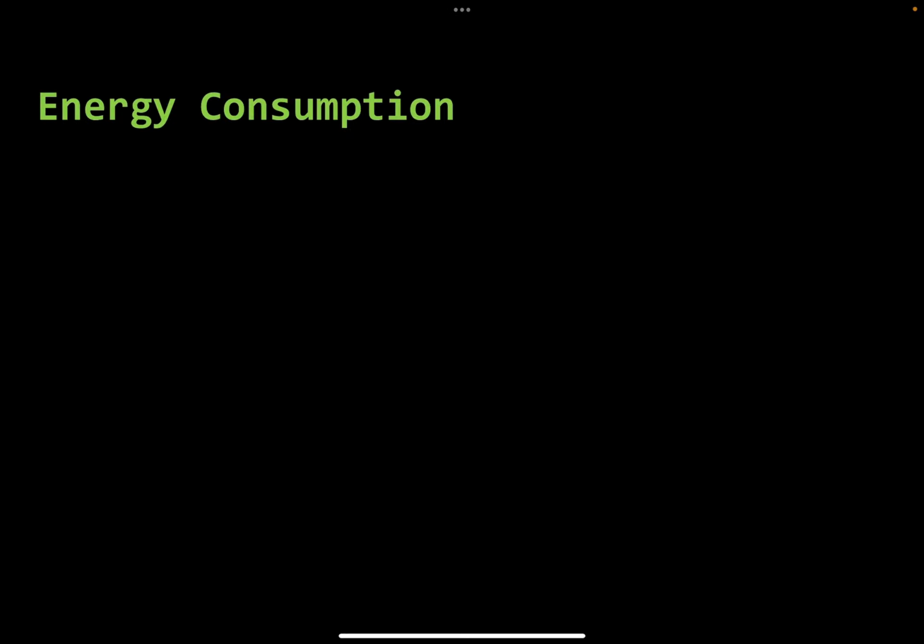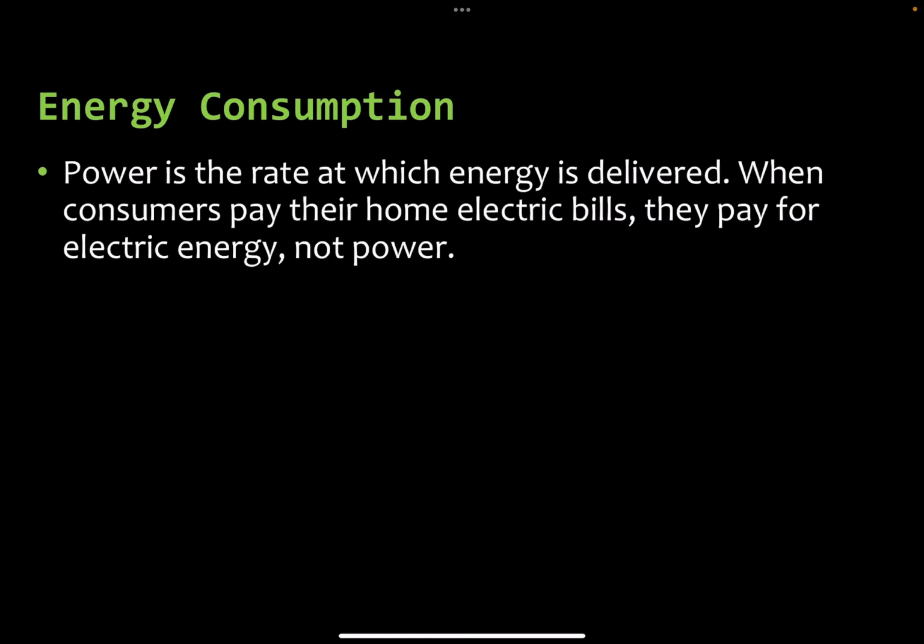Energy consumption is the rate at which energy is delivered, which is power. When consumers pay their home electric bills, they pay for energy, not power. So we need to know the kilowatts and then how many hours we use that for. Again, it's a little redundant. It's kind of silly. So our energy here is our power times time.